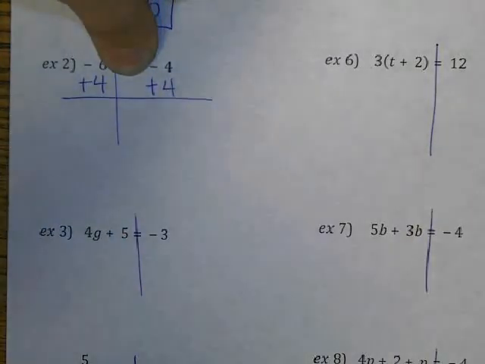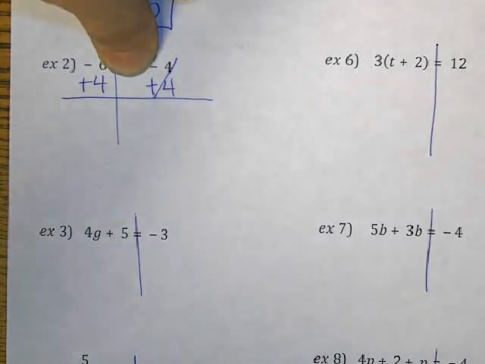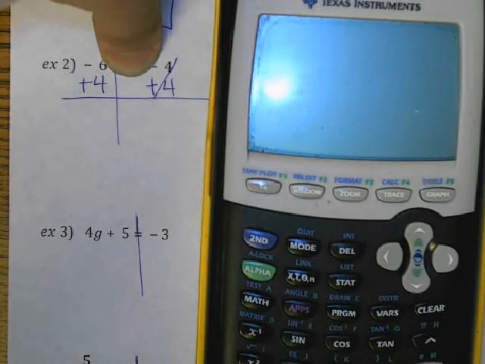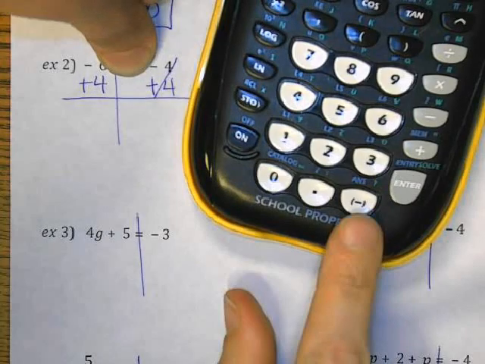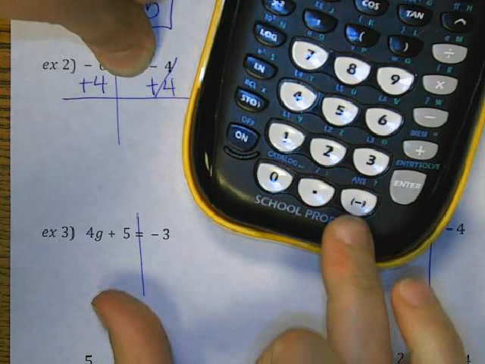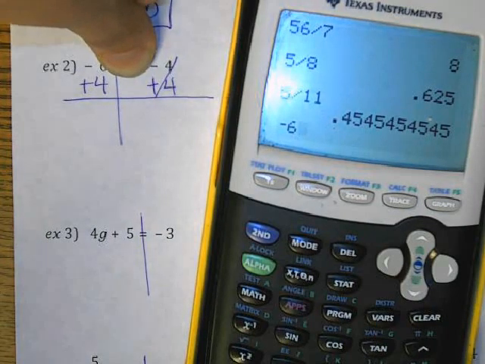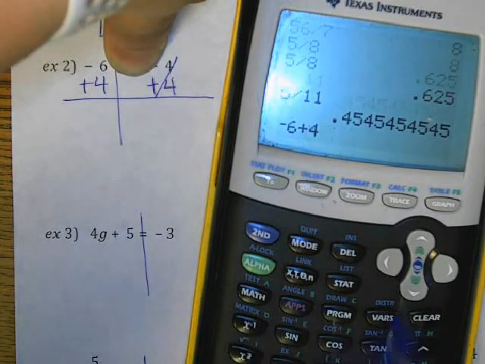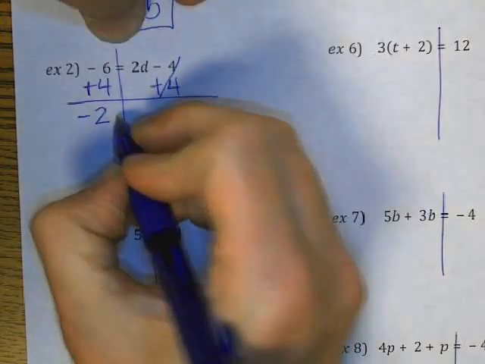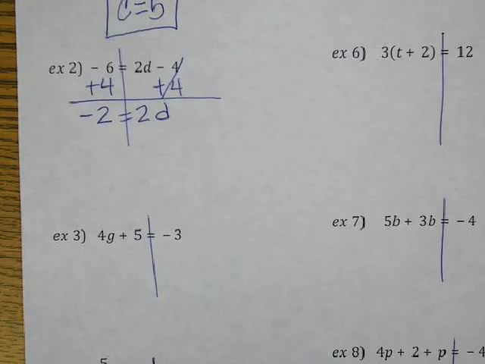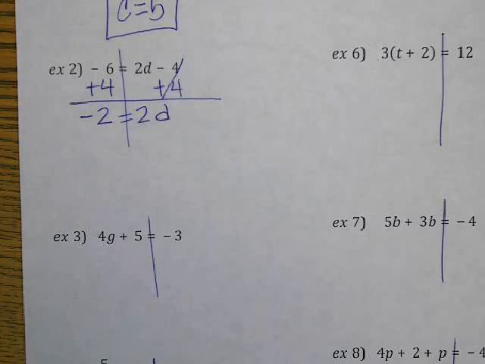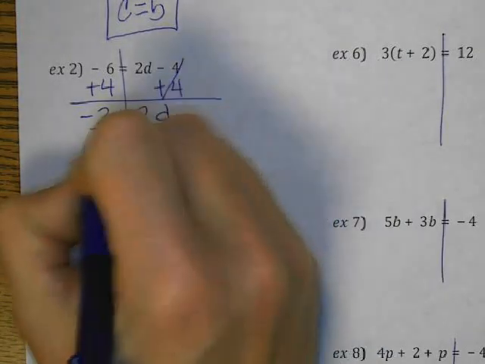Draw your wall or your equal sign. 4 minus 4 cancels itself out. And what's negative 6 plus 4? So go to your calculator, and you type negative 6. Remember, the negative 6 is going to be this negative right here. So negative 6, that's what you type. You push this negative button right there. Negative 6 plus 4, and that equals negative 2. So on this side of the wall I have negative 2, and on the other side of the wall I have 2d. And then the last step says to divide or multiply, so it's multiplication, so to undo it I'm going to use division.